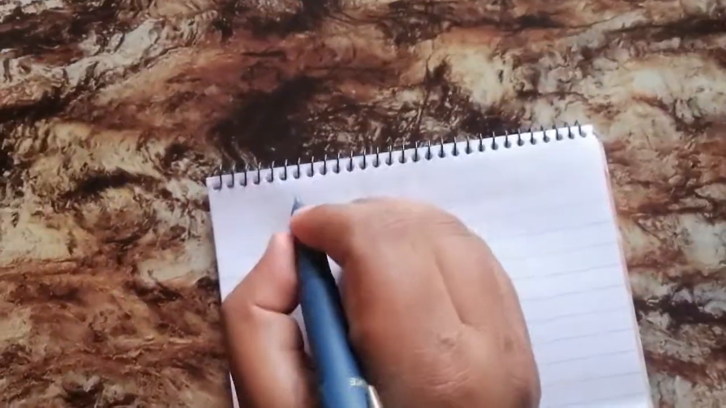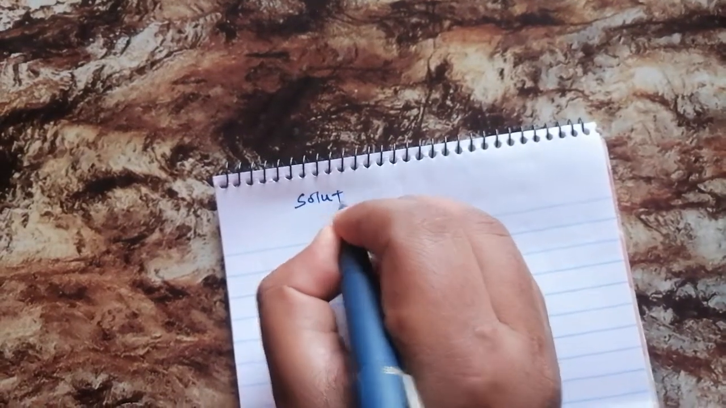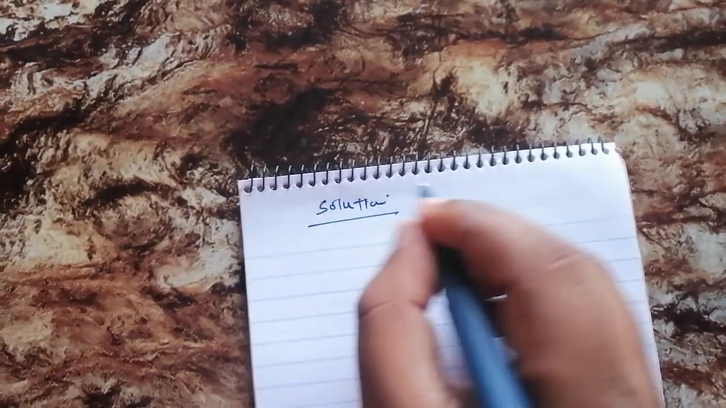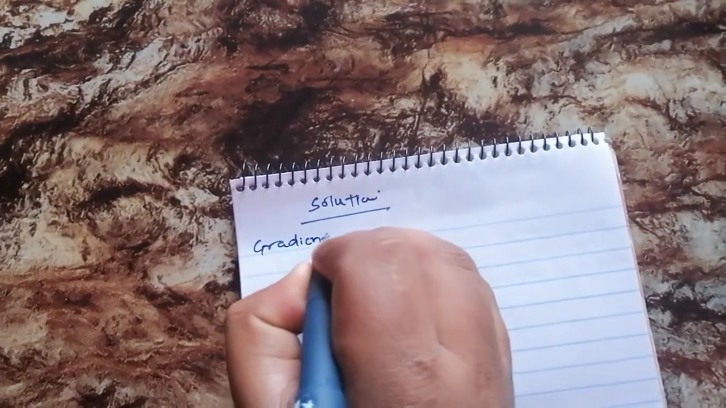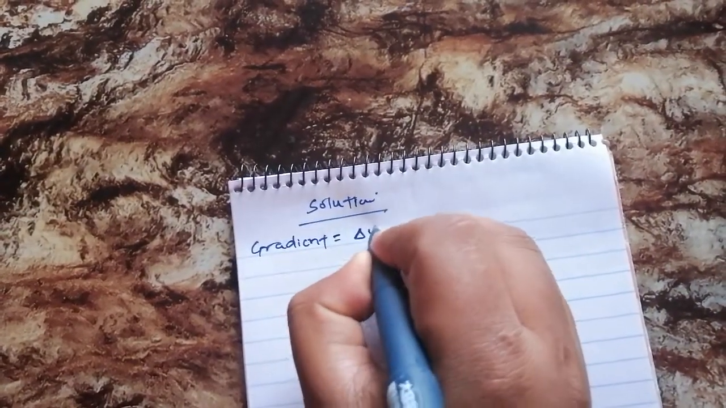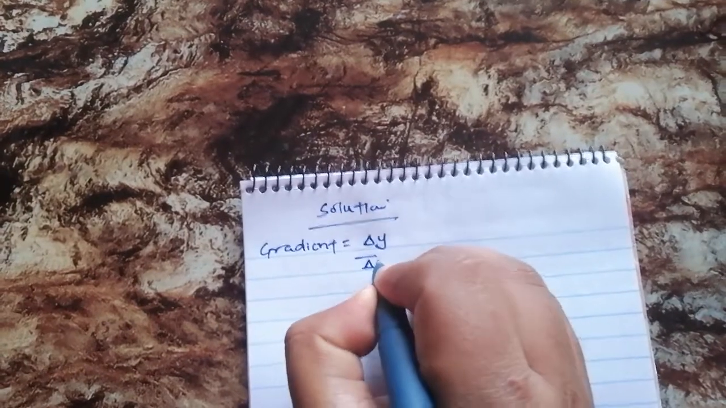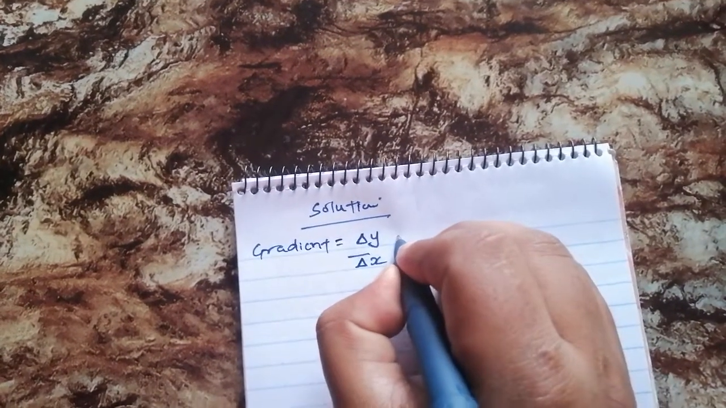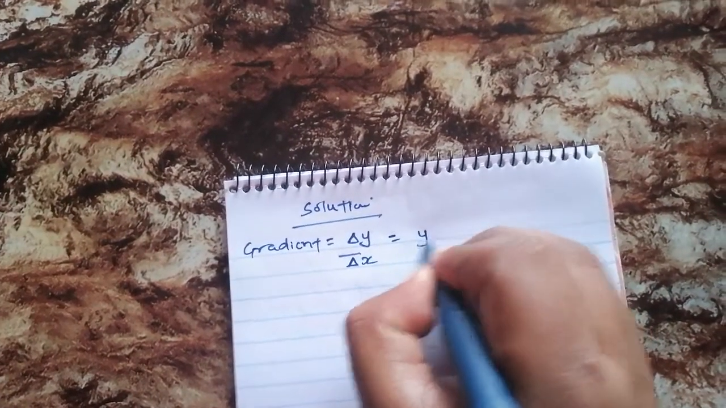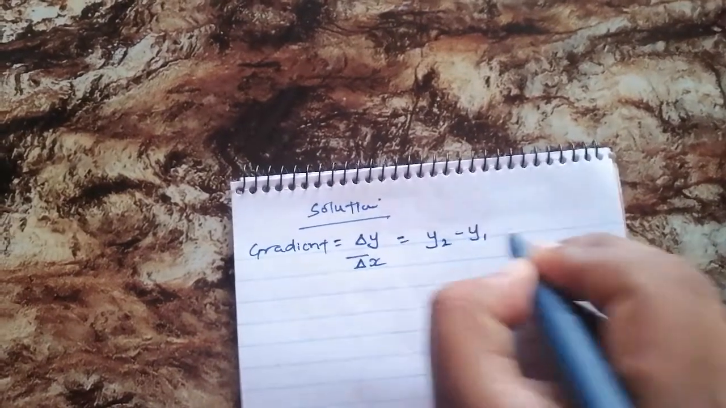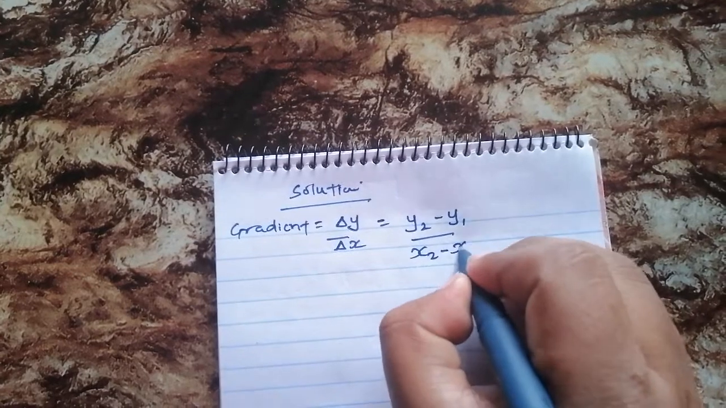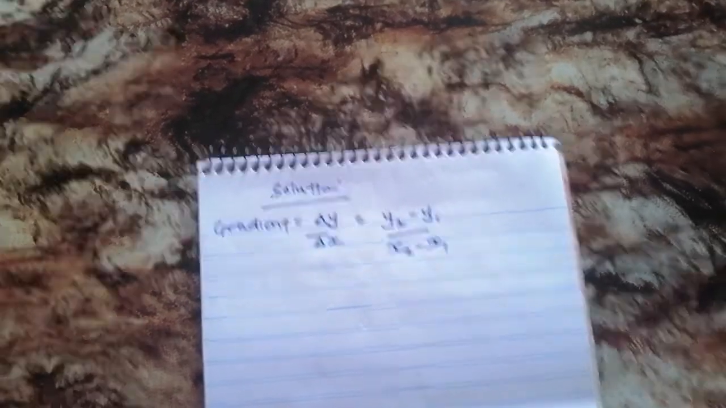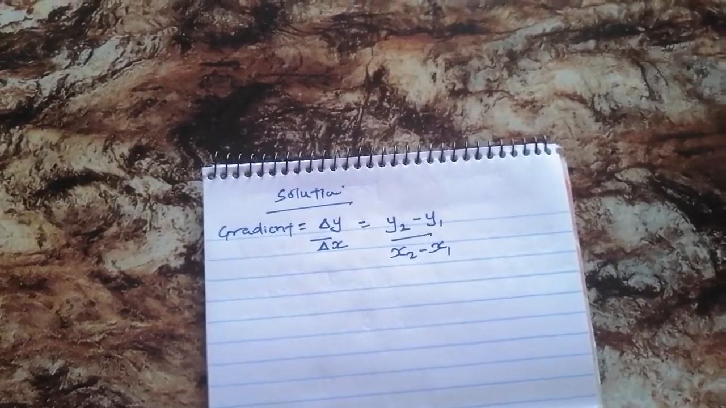So what is the solution to this? Always have in mind that gradient equals change in y over change in x. So this change in y is y2 minus y1 over x2 minus x1, or vice versa when we are going in the opposite direction.